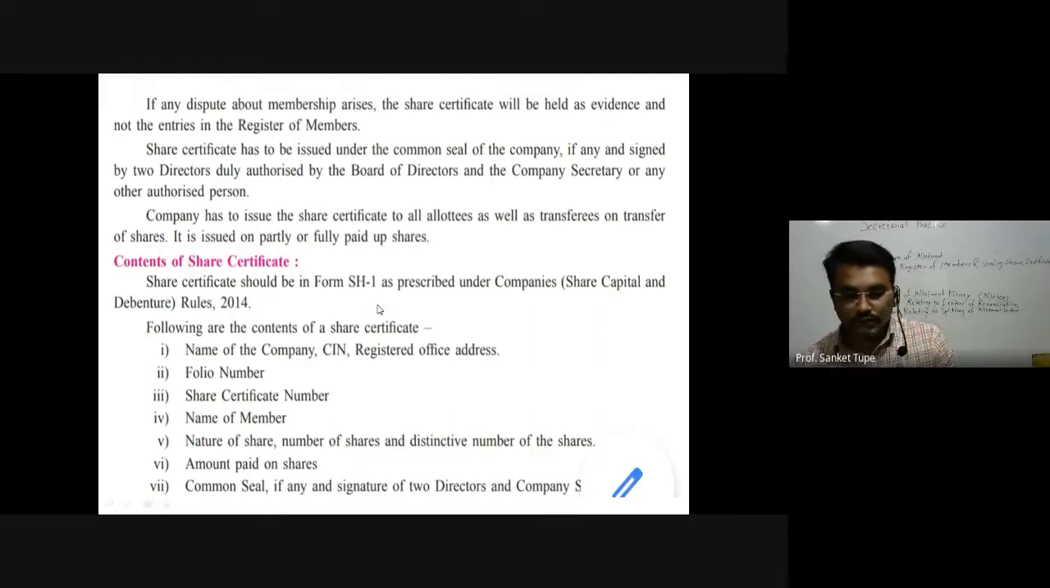Share certificate we have understood, and the procedure of allotment of shares we have understood. In the next lecture, we will come to know how the share certificate looks, what period the share certificate is to be issued in, and what other conditions are related to that. Transfer of shares and forfeiture of shares, that concept we will understand in the next lecture. Thank you for listening to this lecture.